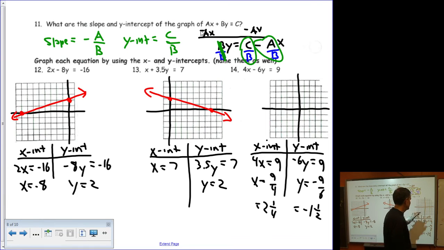And the x-intercept would be a little past 2. That's kind of an estimation. The y-intercept would be down 1 1/2 blocks. Again, kind of an estimation. And then you can draw it.